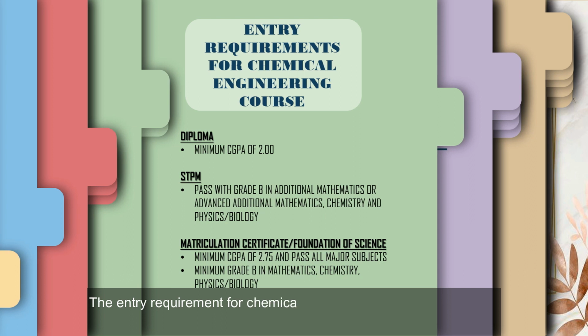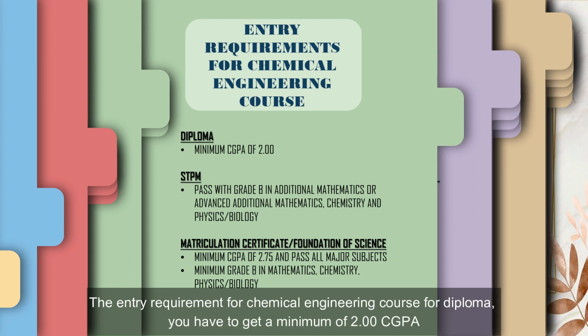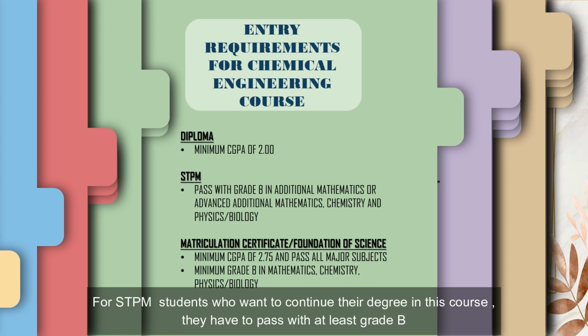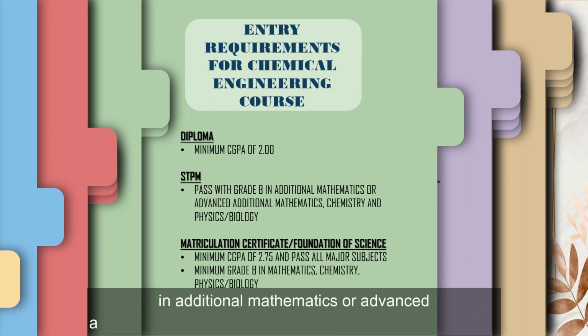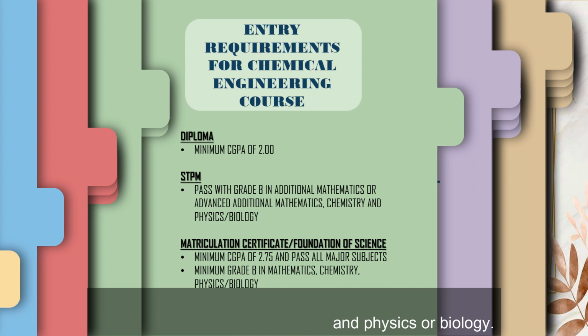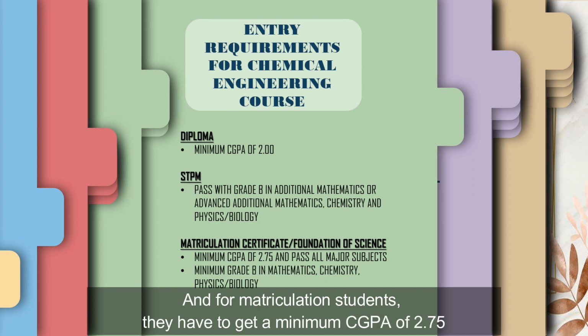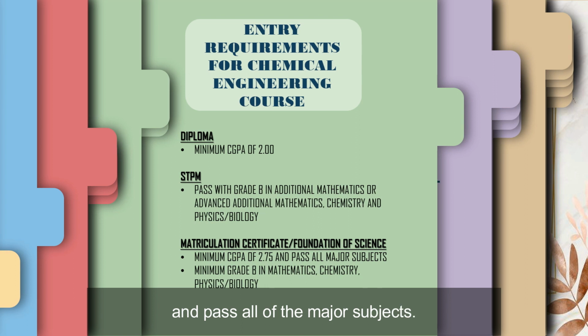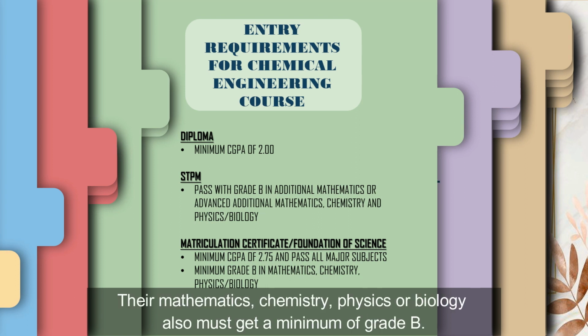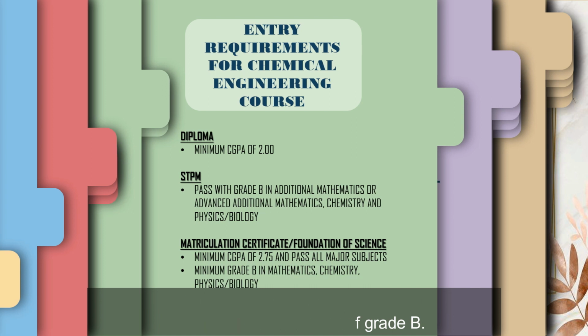For the entry requirement for the chemical engineering course for diploma, you have to get a minimum of 2.00 CGPA. For STPM students who want to continue their degree in this course, they have to pass with at least grade B in additional mathematics or advanced additional mathematics, chemistry and physics or biology. And for matriculation students, they have to get a minimum CGPA of 2.75 and pass all of the major subjects. Their mathematics, chemistry, physics or biology also must get a minimum of grade B.